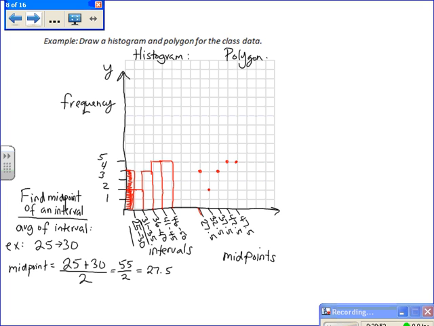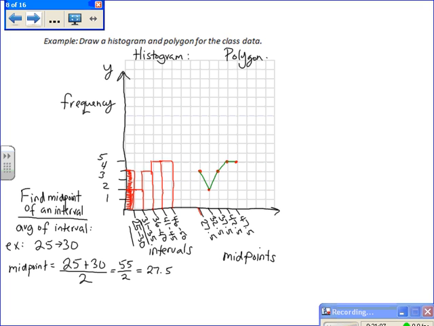To plot that polygon, I just connect those dots. And there I go, so that's a polygon.